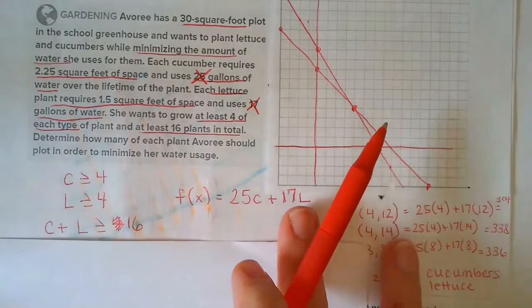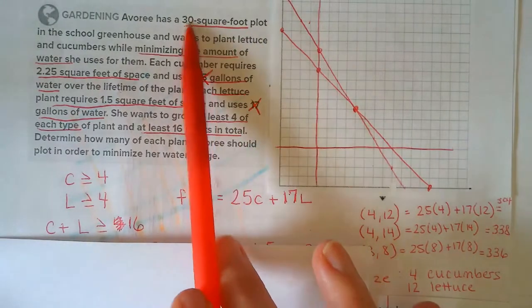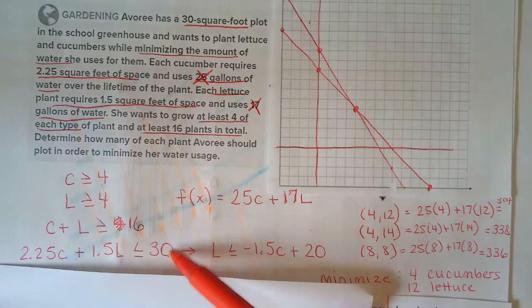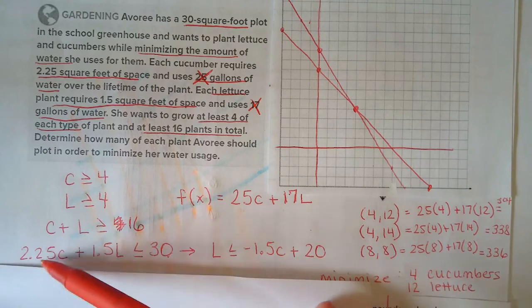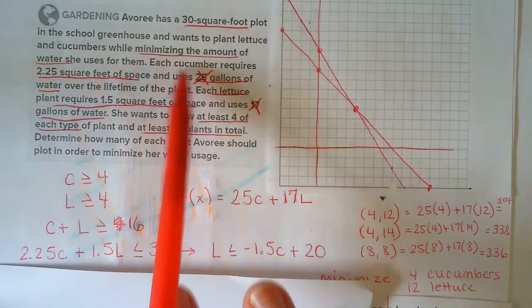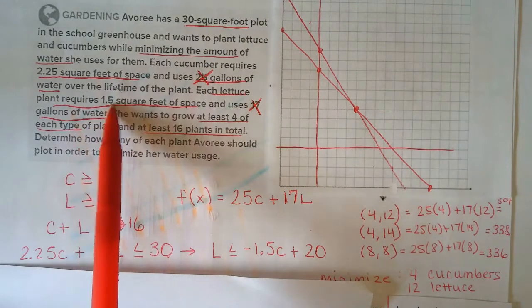The last thing that I have not utilized then is my total square footage. So my total, remember, is going to go at the end. Then to get that square footage, I've got to use my other square feet labels. So that's why I did 2.25 for my cucumber. And then I did 1.5 for my lettuce.